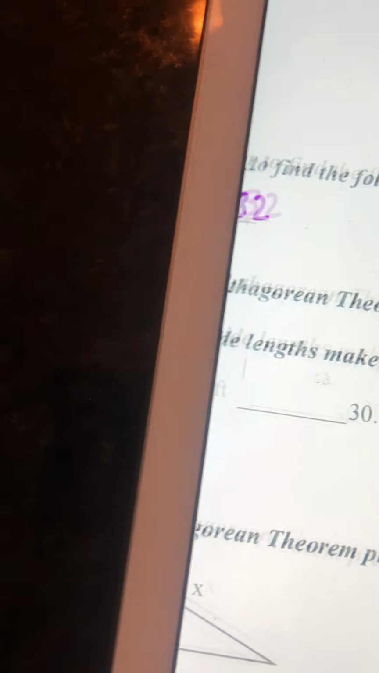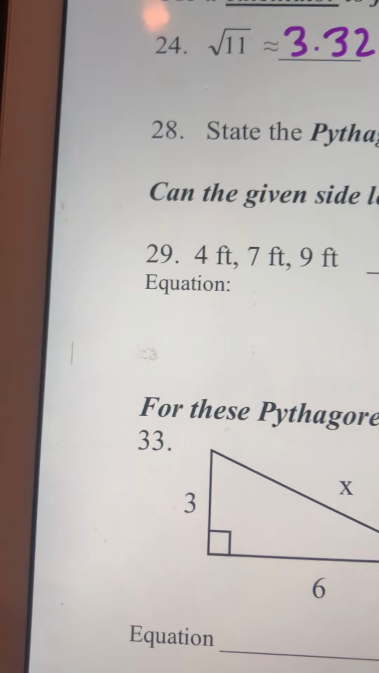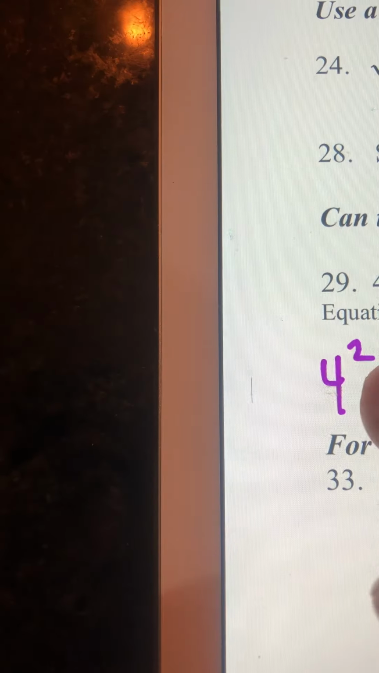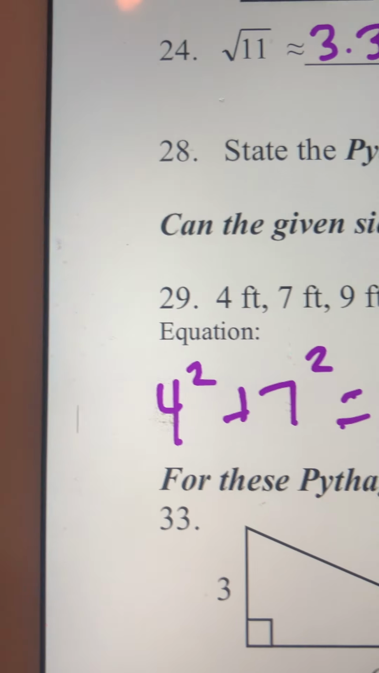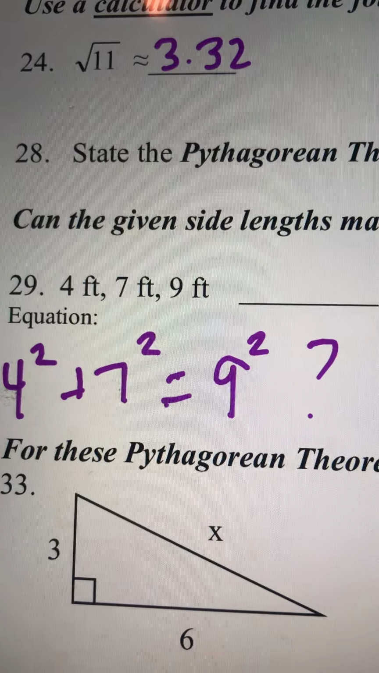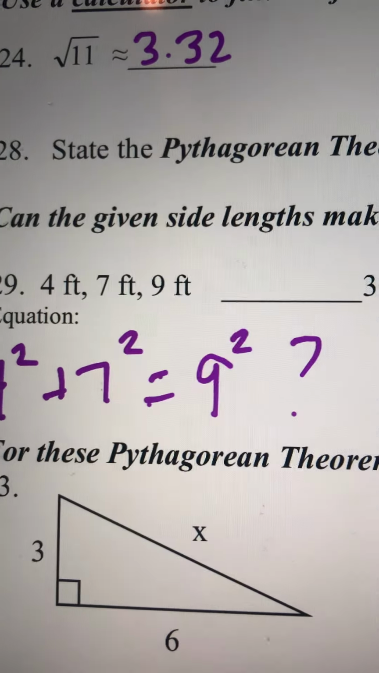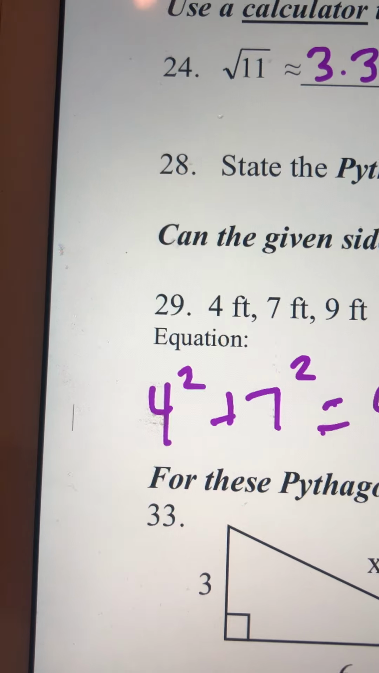So the first one says, could this be a right triangle? And this one's in order, and you have to write a little equation. Does 4 squared plus 7 squared equal 9 squared? And it's a question, right? Does 16 plus 49, does that equal 81? No, it does not.